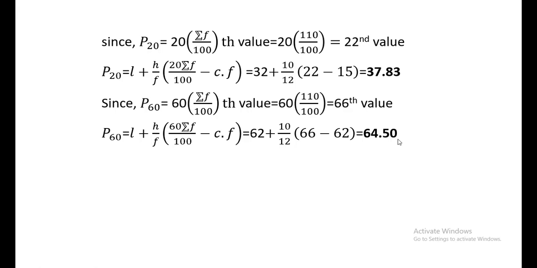Now what I want you all to do is calculate the value of P50 and compare it with the median value of this data. You will come to know that P50 and the median value are the same. So we got a relation: the median value is always equal to the second quartile, the 5th decile, and the 50th percentile.